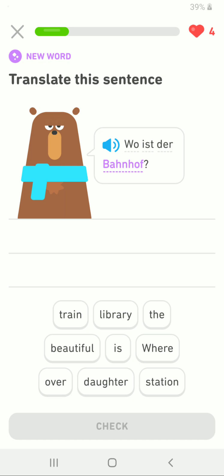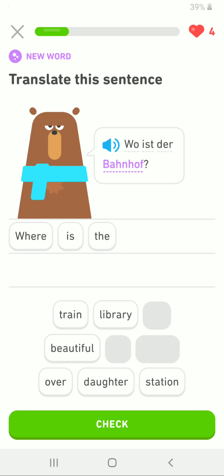And wo ist der Bahnhof? Wo ist der Bahnhof? Bahnhof is a station, yeah. Where is the train station? Bahnhof.